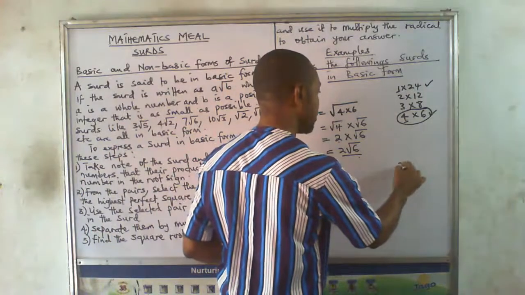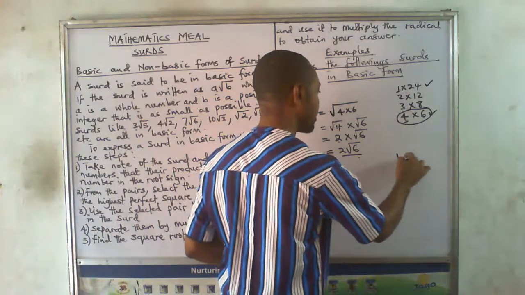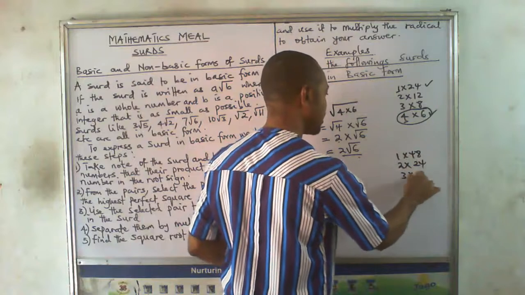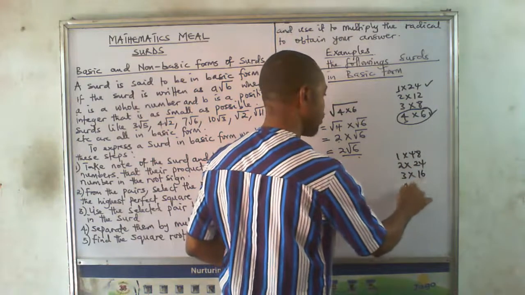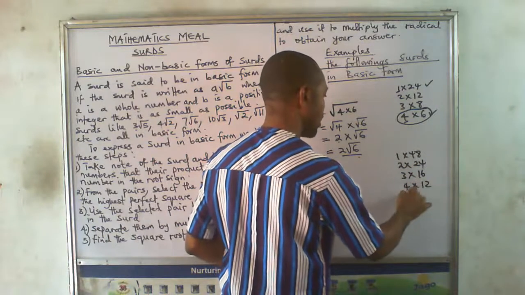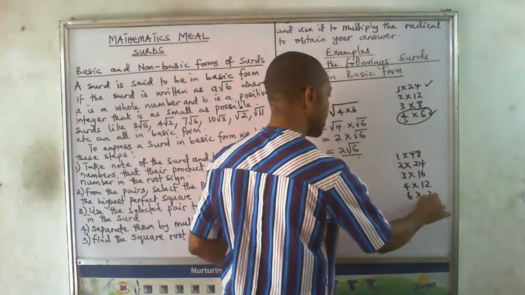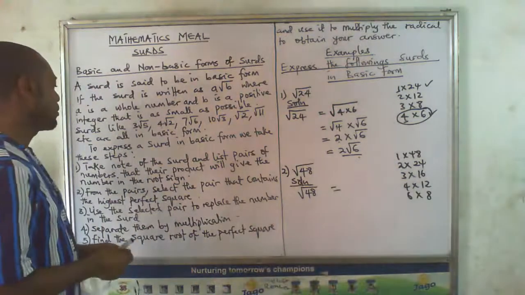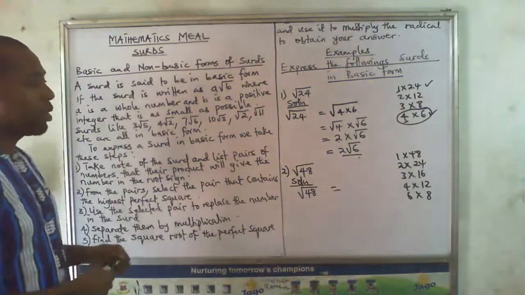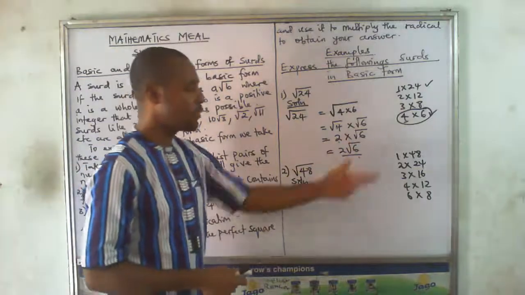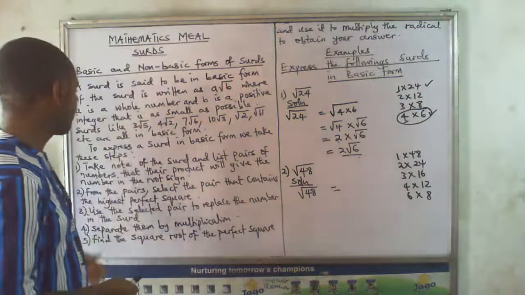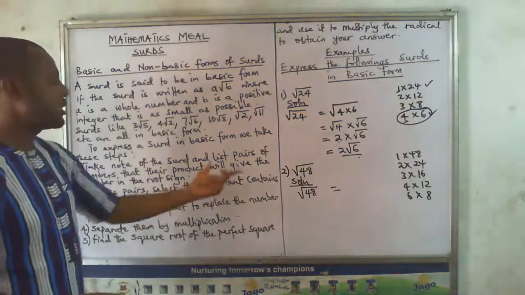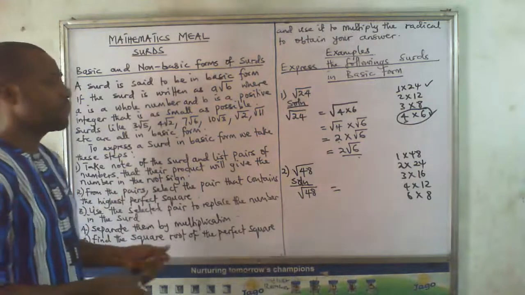Let's get the numbers. 1 times 48, 2 times 24, 3 times 16, 4 times 12, 6 times 8. These are the pairs of numbers that will multiply to get 48. Now, they say from these pairs, select the pair that contains the highest perfect square.